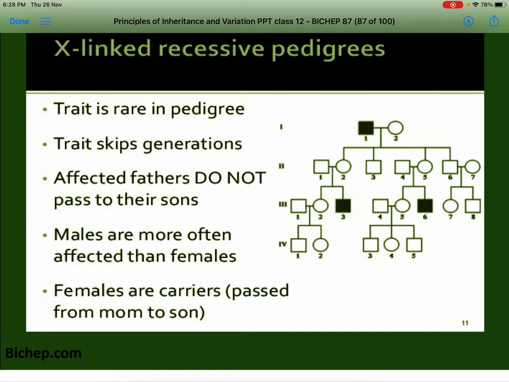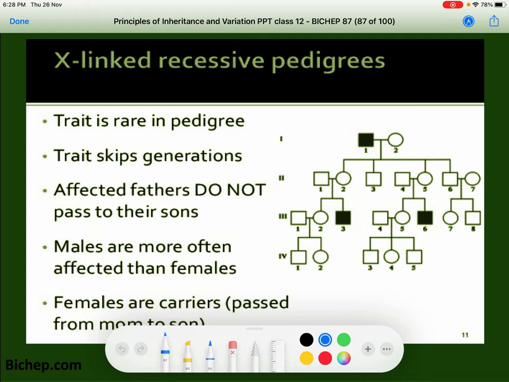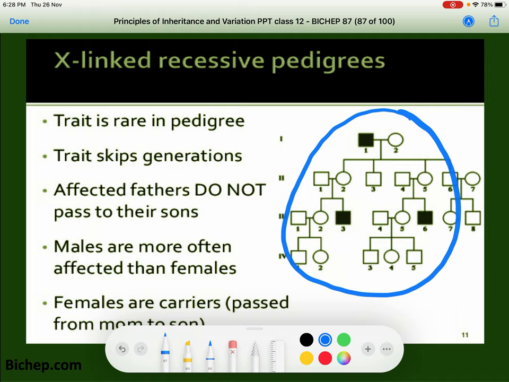Now, X-linked recessive pedigree, the third example. The common characteristic of an X-linked recessive pedigree is, first, whether it is sex-linked or not. When the abnormality lies in a particular gender, maybe in males or maybe in females, that would definitely be sex-linked. And mostly sex-linked are X-linked. Fine? So, let us consider the example. Here, if you see, only males are getting affected throughout the chart.